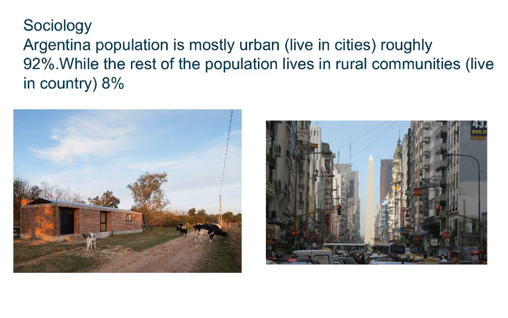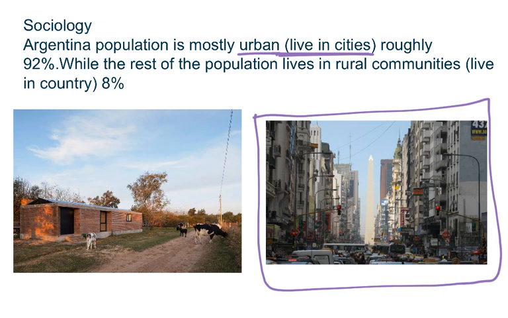Alright, and the last thing we will very quickly discuss is how Argentina is mostly considered an urban country, which means that they live mainly in cities. So just to give an idea, roughly 92% of the population of Argentina live within cities, while the rest of the country live in rural communities, which means to live in the country, which is about 8%. So a majority of Argentinians live in some type of city, whether it's Buenos Aires, Rosario, La Plata, San Miguel de Tucumán, and many more. Whereas 8% tend to live in the countryside, where they live on farms, or they contribute to the economy by selling some type of good, such as livestock and so forth.